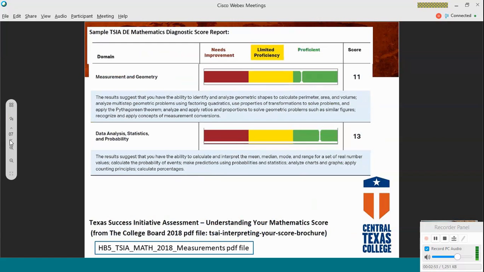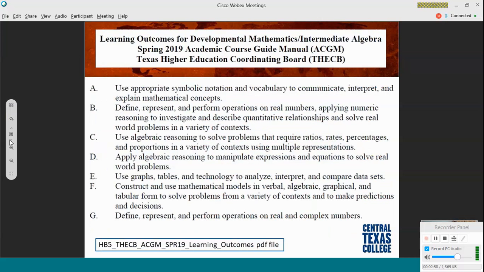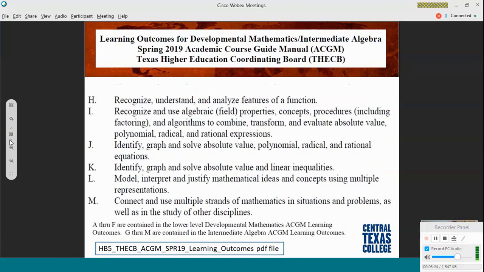And of course, this is the rest of that. And I do have all of this in a PDF file for you. And we also took the learning outcomes that we are under, the Texas Higher Education Coordinating Board, and the ACGM. This is how we know what to teach in our developmental class, in our beginning algebra and our intermediate algebra, which are the equivalent of your Algebra 1 and Algebra 2. I also have a PDF file of all of these.